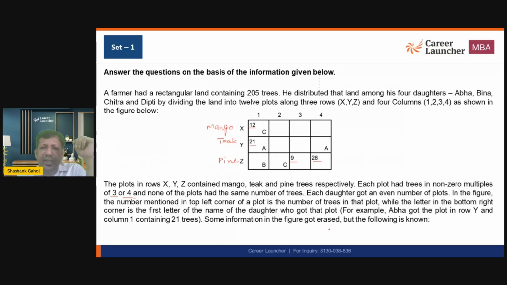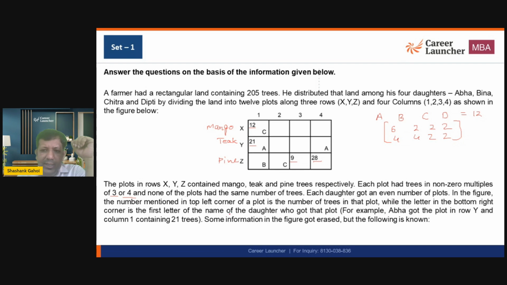Usual thing. Each daughter got an even number of plots. So there are 4 daughters A, B, C, and D, and they have in total 12 plots. One of the arrangements can be 6, 2, 2, 2. That is 12 plots. It can be 4, 4, 2, 2. That is 12 plots. Any other arrangement possible? No. So there are 2 possibilities: one daughter got 6 plots and the remaining 3 daughters got 2 plots each, or 2 daughters got 4 plots and 2 daughters got 2 plots.